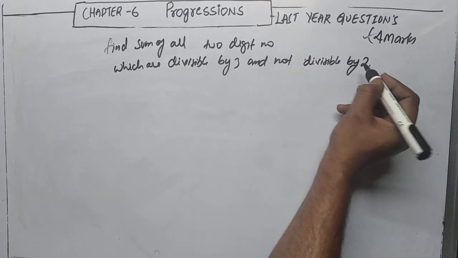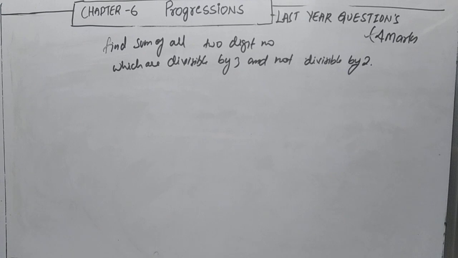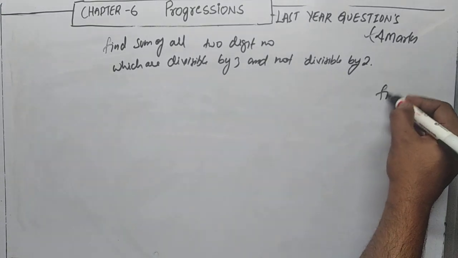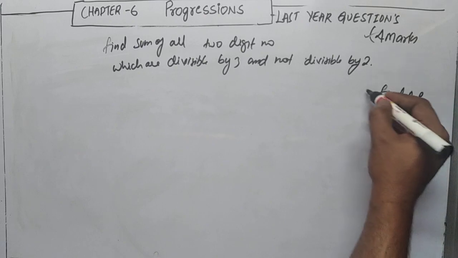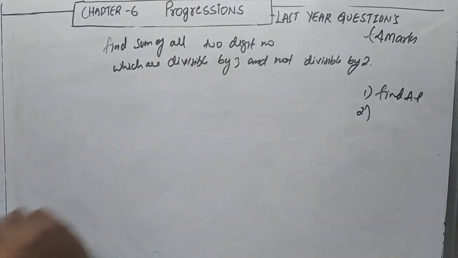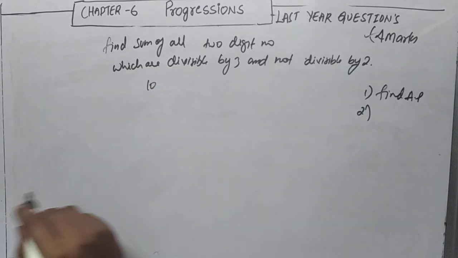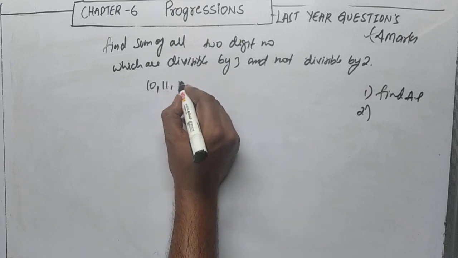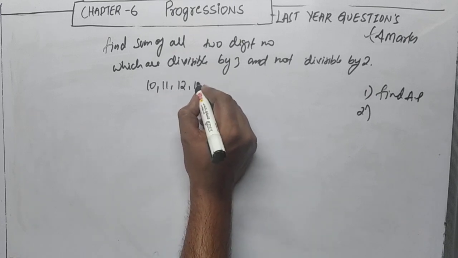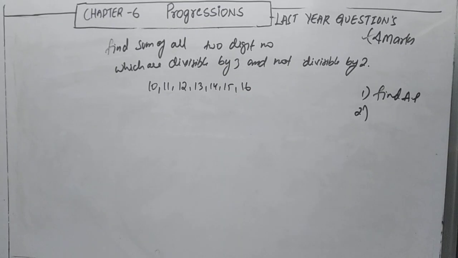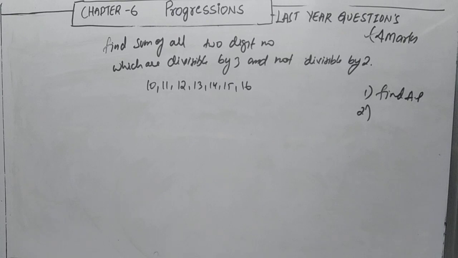So we have to find all the two digit numbers which are divisible by 3 and not divisible by 2. The first step is to find the AP. So we write the two digit numbers: first 10, then 11, 12, 13, 14, 15, 16. So we have to find the numbers which are divisible by 3.